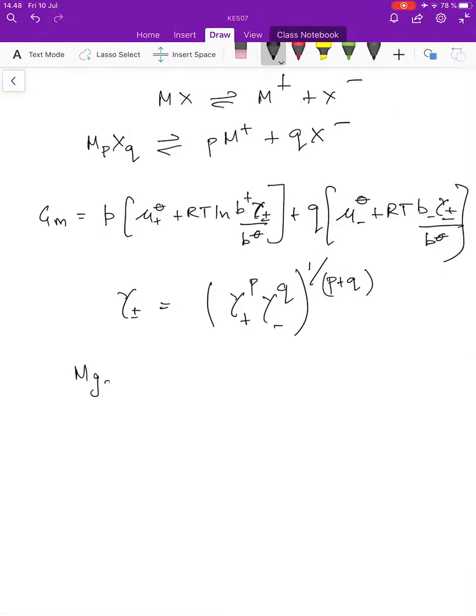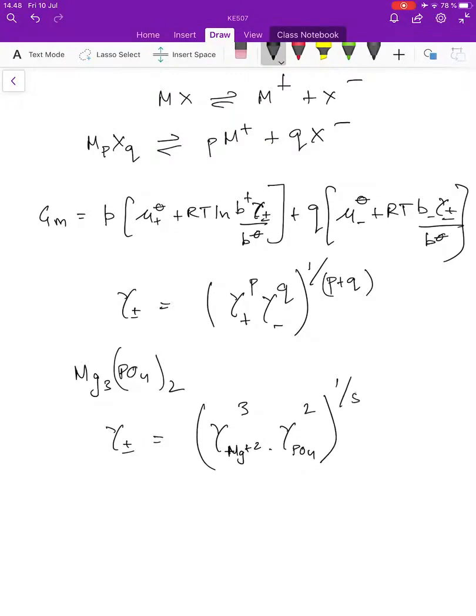So, for example, if you have a salt like magnesium phosphate, then gamma plus minus will be equal to gamma plus, the activity coefficient of magnesium, to the power of 3 multiplied by the activity coefficient of phosphate to the power of 2, and the whole thing to the power of 1 by 5. So now you have a method to calculate a quantity called the mean activity coefficient.